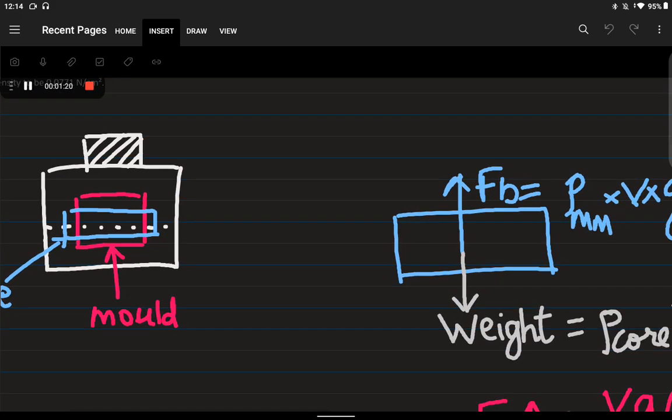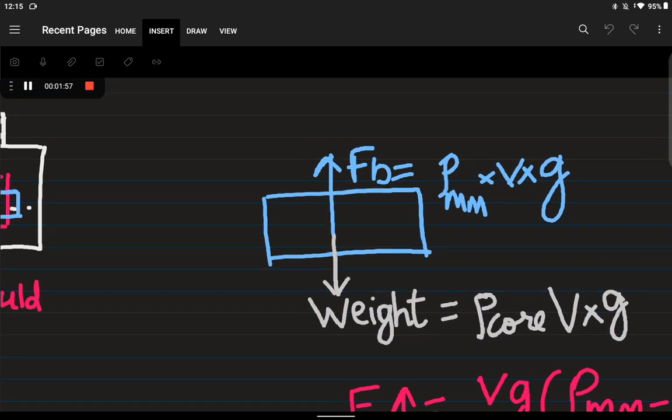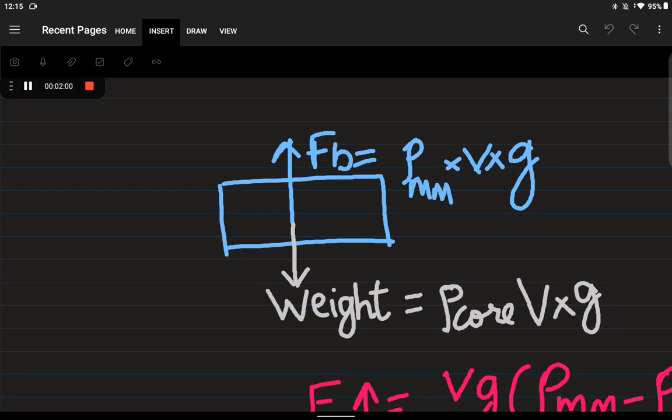If we take only the core part, as we all know, the core is used to create hollow cavities inside sections in sand molding. So what forces are acting on the core? Obviously, the first one is the weight of the core acting downwards. Next, since the core is present inside a molten metal pool, we can think of it as an object immersed in a fluid. What force will be acting? Buoyant force will be acting. The buoyant force acts upwards and is equal to the weight of the liquid displaced, so it is equal to density of molten metal into volume into gravity.